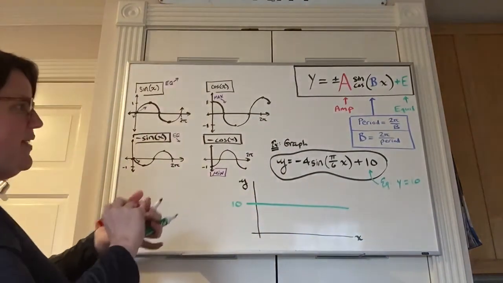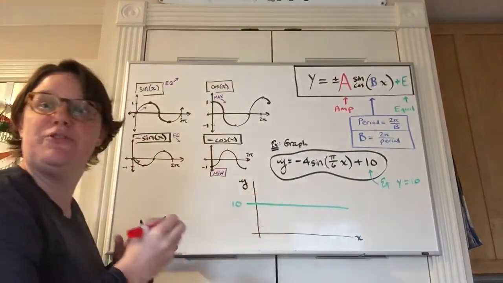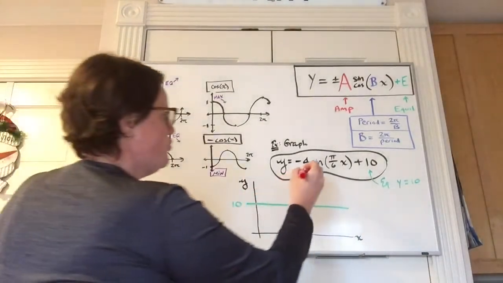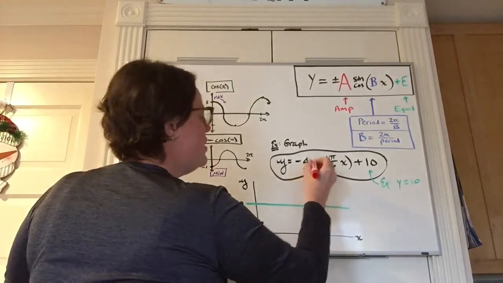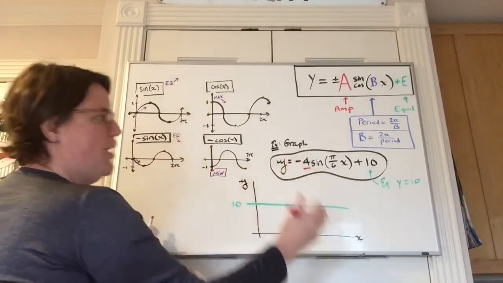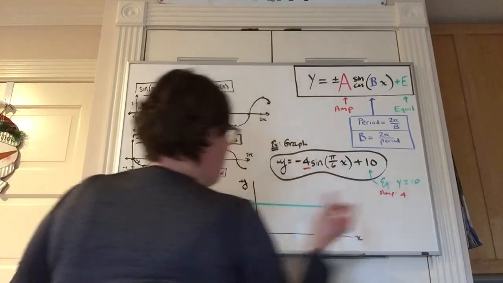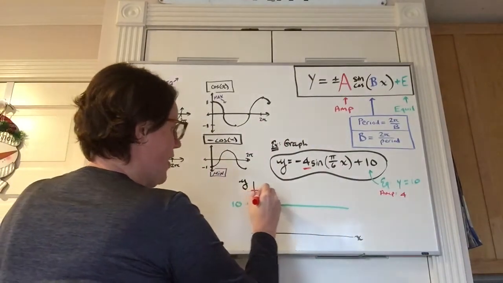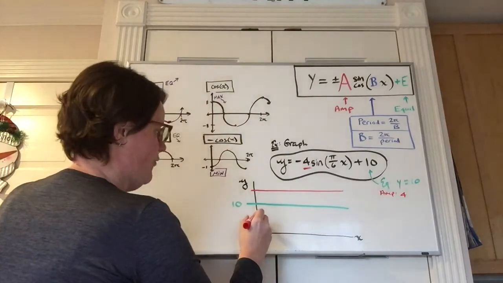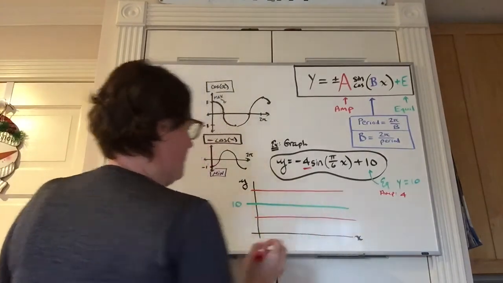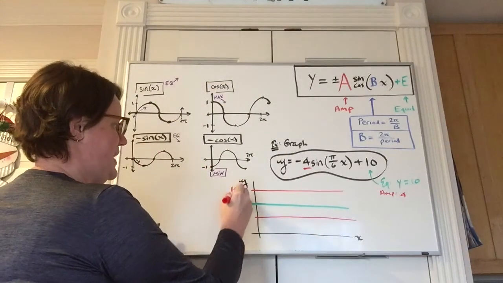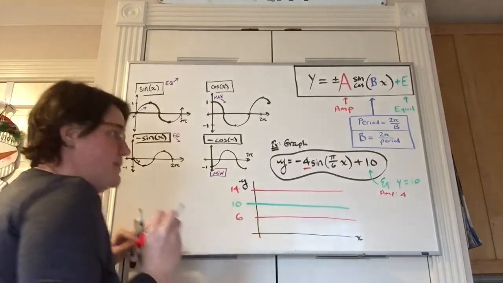Okay? And then the amplitude of this graph is always the vertical stretch, because amplitude is how far you stretch from the middle. You can completely ignore the negative for now. The amplitude of this graph is 4, meaning I can go 4 above equilibrium to get to my max and 4 below equilibrium to get to my min. So 4 above would be 14, 4 below would be 6.